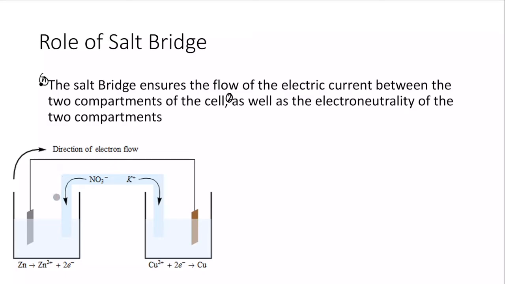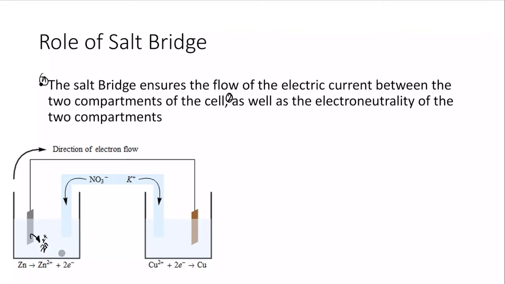Now here, as I've mentioned, we have Zn becoming Zn2+ plus 2 electrons. It's undergoing oxidation, so the Zn strip is decreasing, and the Zn is giving Zn2+ to the anode compartment, to the solution in this half cell.